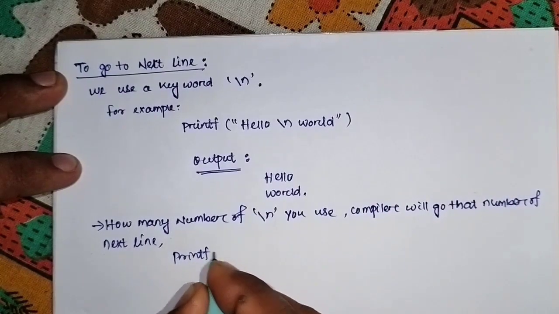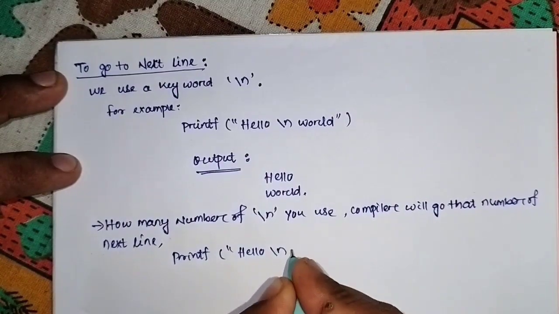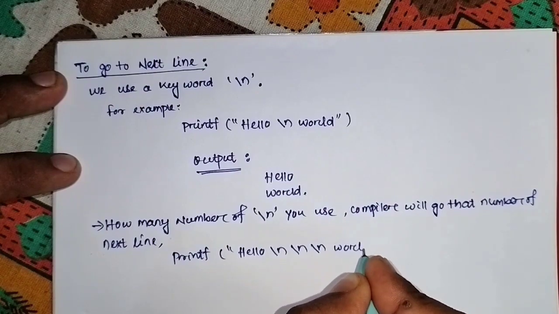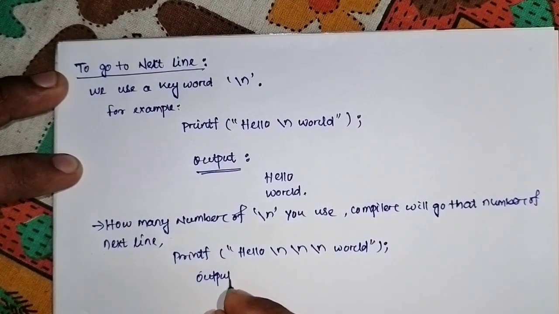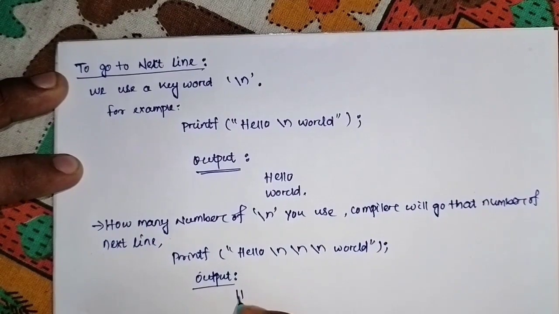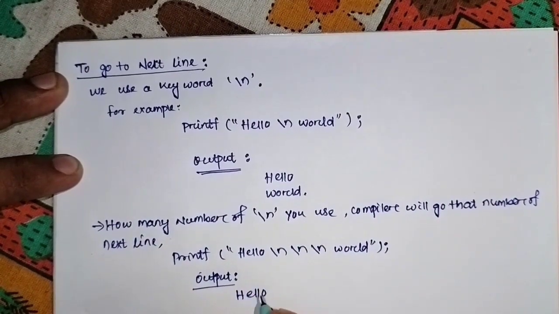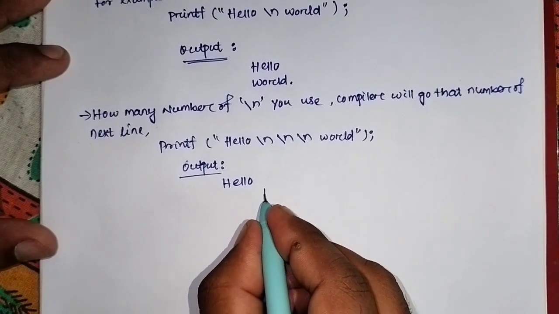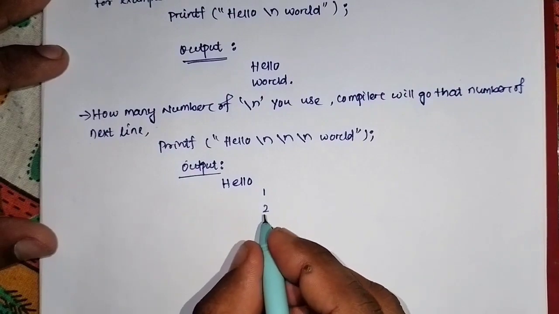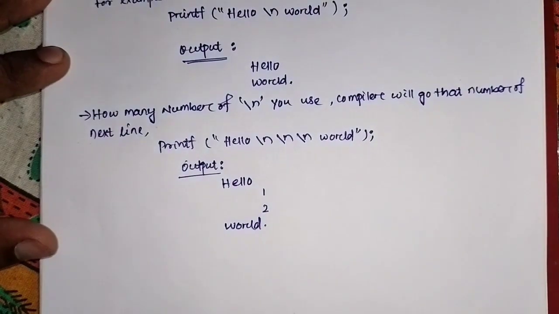Means if I write printf in quotation hello \n 3 times, then world, then it will give us hello, then next lines, then it will give world. That is, it will take me to the next 3 lines.